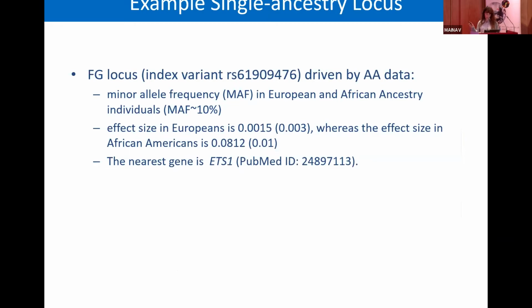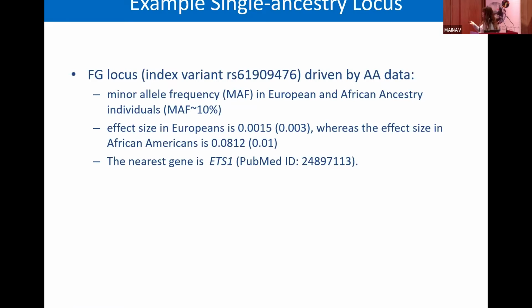So here's an example of what I call the single ancestry locus. It's a fasting glucose locus. That's the index variant. It was driven by data from the African American participants. And the minor allele frequency is actually very similar in both European and African ancestry individuals.